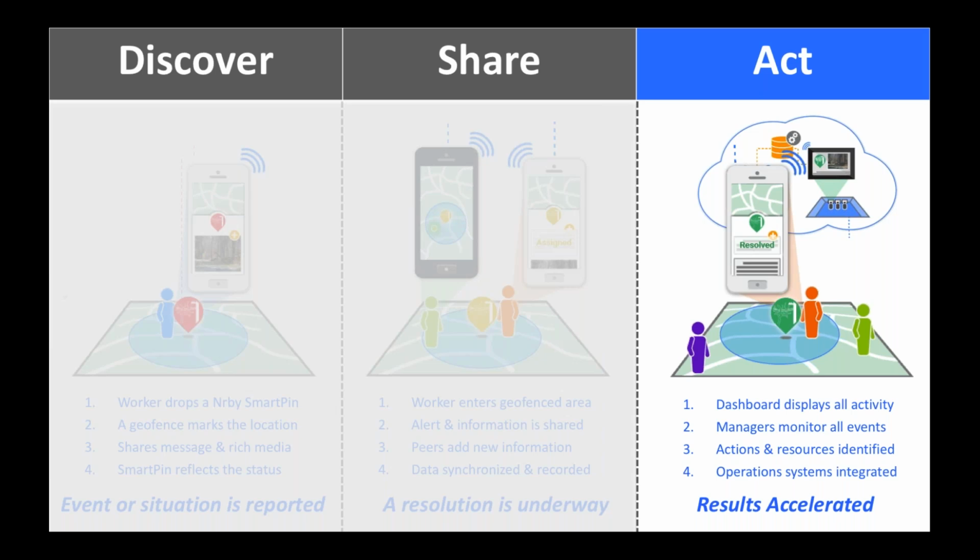But it takes more than just some workers on the ground in the field working together, because at the same time the smart pin is created, a central dashboard has knowledge of this. The information has been synchronized with operational systems. Managers and supervisors can instantly monitor the events in real time, and now they can marshal the resources and come up with the actions needed to accelerate the results. So that's a simple explanation of discover, share, and act. And actually, it's a simple explanation because it's a simple process.